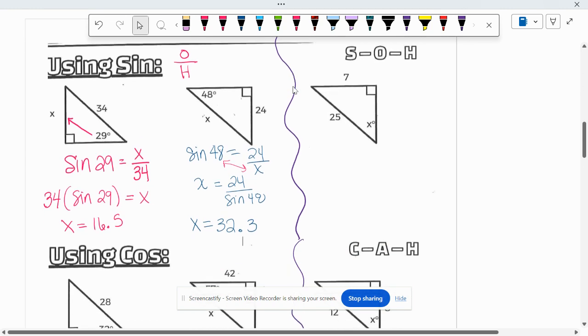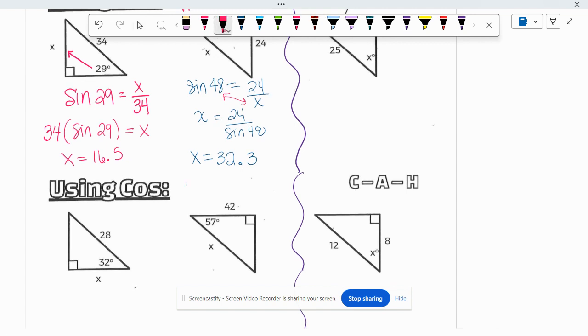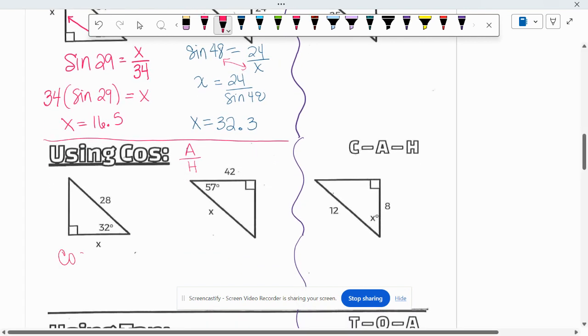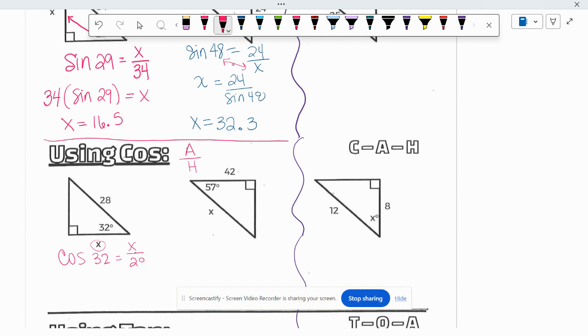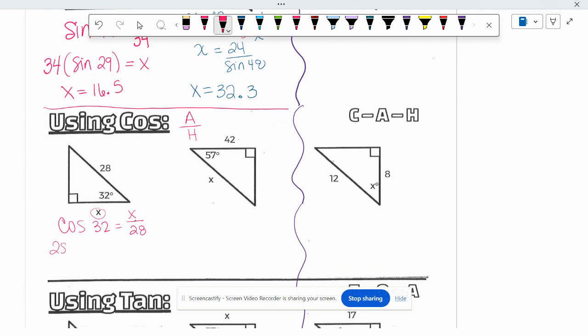That's using sine. Let's move on down to cosine. All right, cosine. Adjacent over your hypotenuse. So the cosine of 32 equals the adjacent side over the hypotenuse. How do we get x all by itself, Carter? Multiply both sides by 28. Yep. So 28 times the cosine of 32 equals x. What do you guys get? It's 23.7. 23.7 equals x.